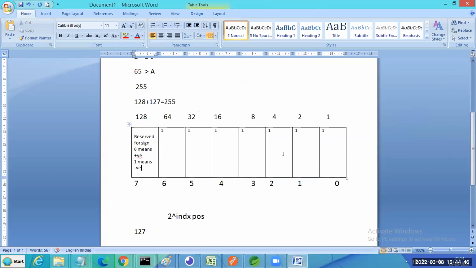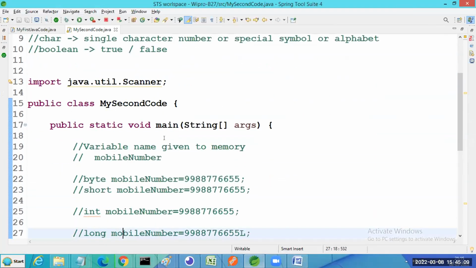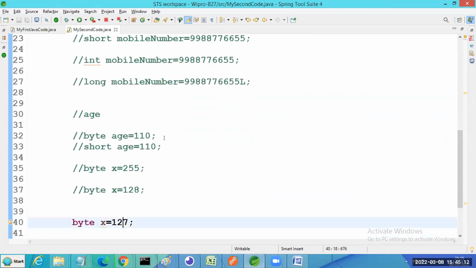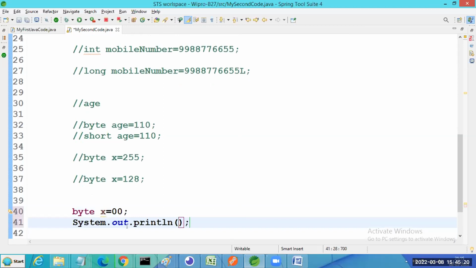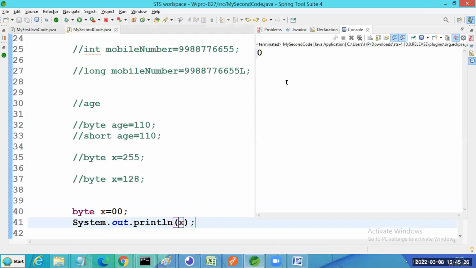So if all of these are 1, what is the maximum number stored? 127. Now consider all of them as 0, even including the sign bit. What is the result? 0. So whether 0 can be stored or not is what we will test. 0 can be stored. It is compiling fine. If I do a System.out.println of x, it will give me that x can store 0. Compilation itself tells me whether it can be stored or not.